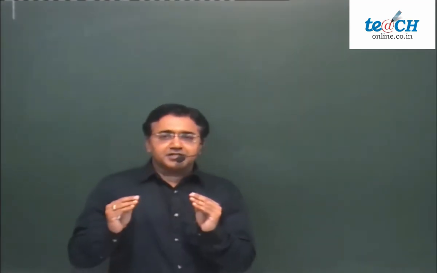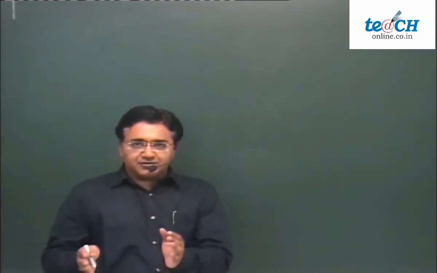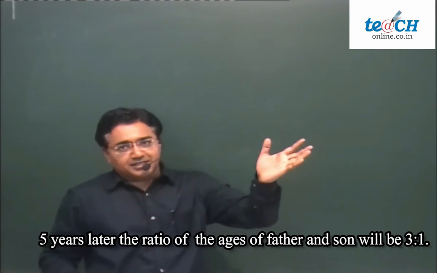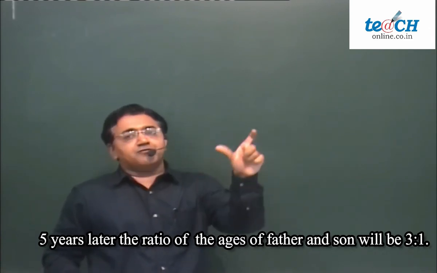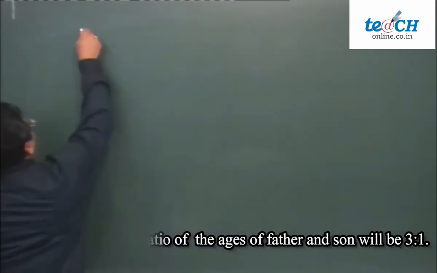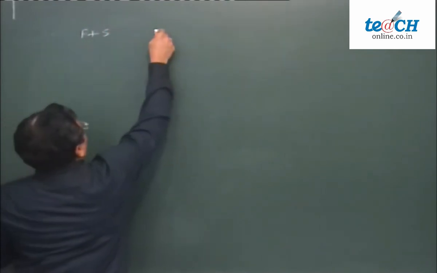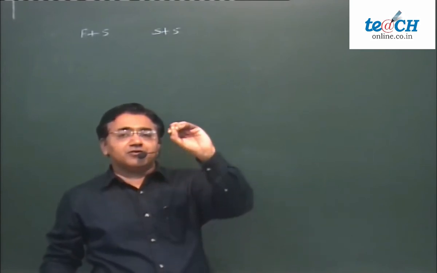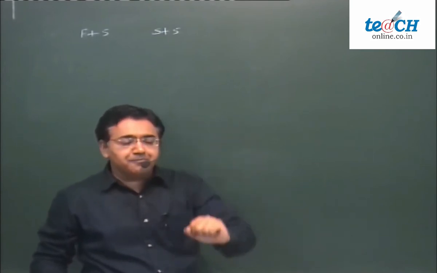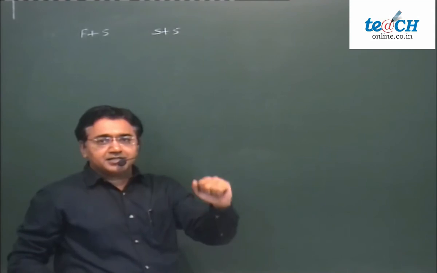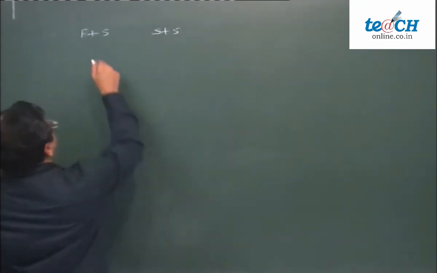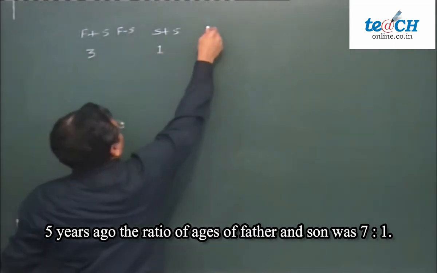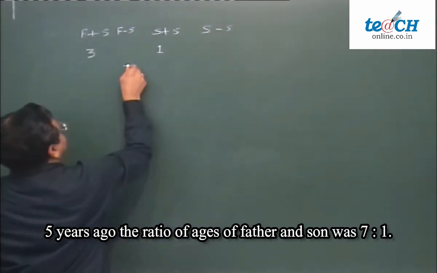The first thing that is given is that 5 years hence father's age is 3 times son's age. So in other words, 5 years later, the ratio of the ages of father and son is 3:1. If you look at f plus 5 and s plus 5, f and s, I'm not taking this as a variable, just for the sake of notation or symbolic value. I'm saying father 5 years later and son 5 years later. This ratio is 3:1. Then father 5 years ago and son 5 years ago. This ratio is given as 7:1.